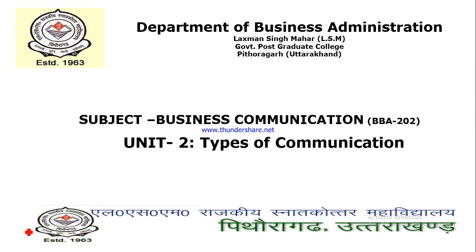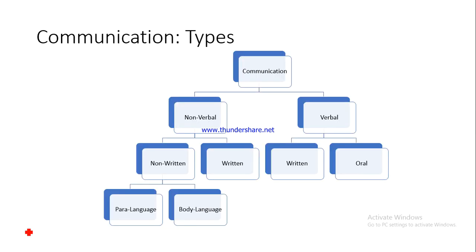Hello friends, in Unit 2, up till now we have discussed the different types of communication, and you would recall that we have now had a detailed discussion on the verbal communication. We differentiated between the written and the oral, which are basically two types of verbal communication. Then we talked about the non-verbal communication also, wherein we talked about non-written communication as well as written communication.